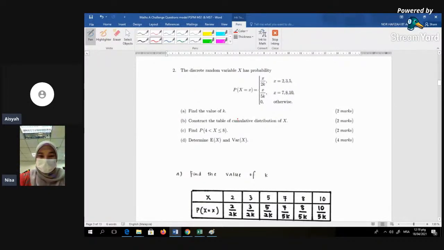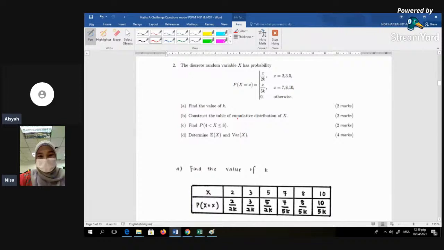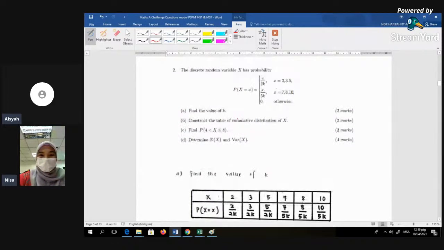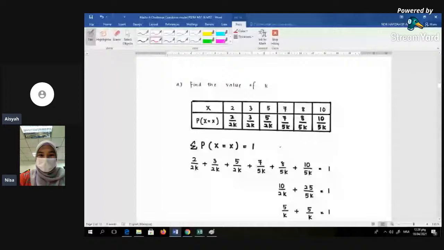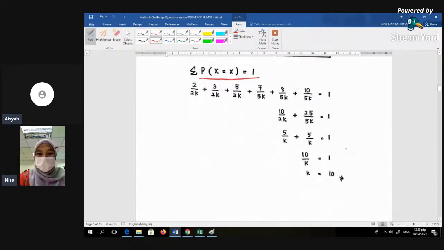As we all know, summation of probability of x is equal to 1. So we need to add all of the probability of x and equal it to 1. And we need to solve it until we get the value of k. So k is equal to 10.